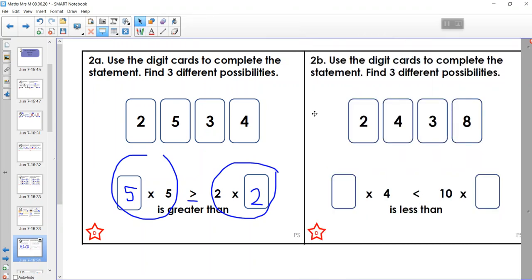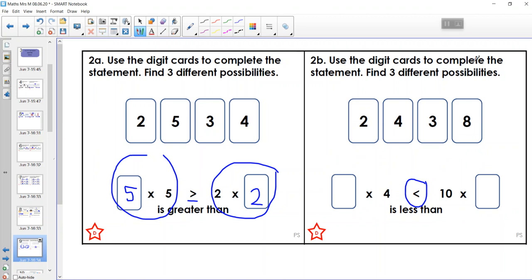We've got some digit cards here now, and we can do the same. But this time we've got to look, it's going to be less than. So the calculation on this side has always got to be less than what happens on this side. So you're going to pause the video and give it a go. Okay, so I could say that 2 times 4, which I know is 8, is going to be less than 10 times 3, which will be 30.